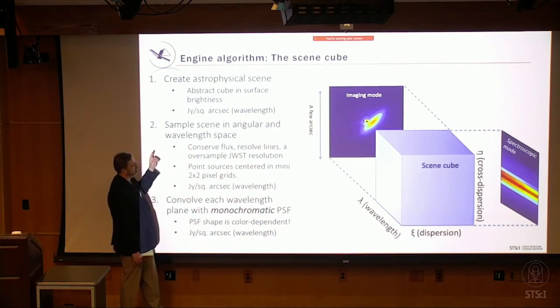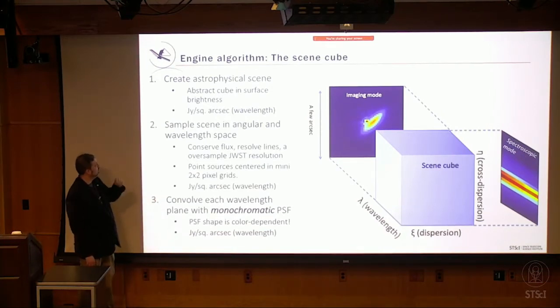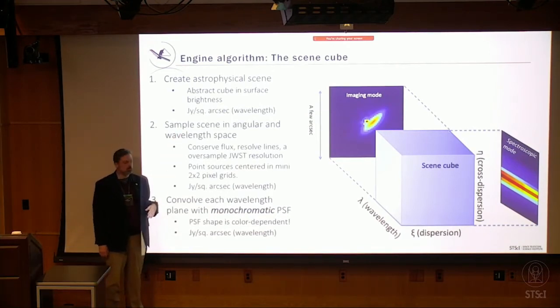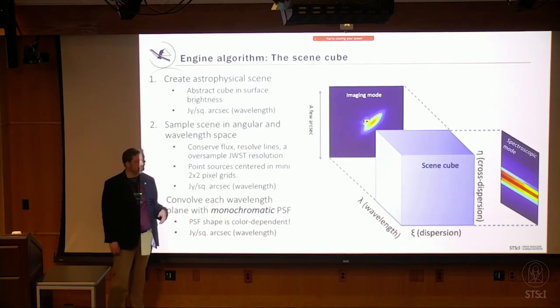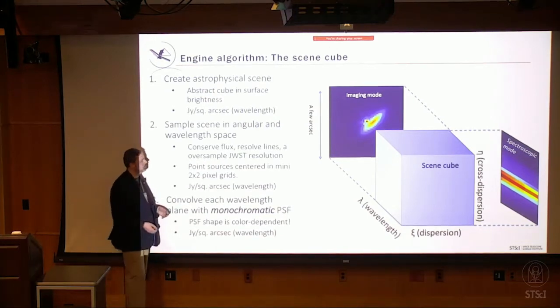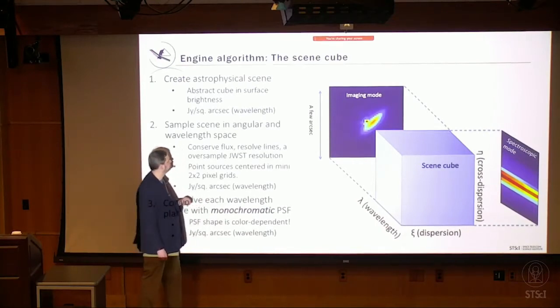The first thing that the exposure time calculator will do is to take your parameters and create an astrophysical scene. It's an abstract cube, and it has units of surface brightness, right? So you have Jansky per square arc second as a function of wavelength. It's sampled in some way, and in practice it's oversampling the PSF by some factor. But the sampling in different ways does not change these units here.